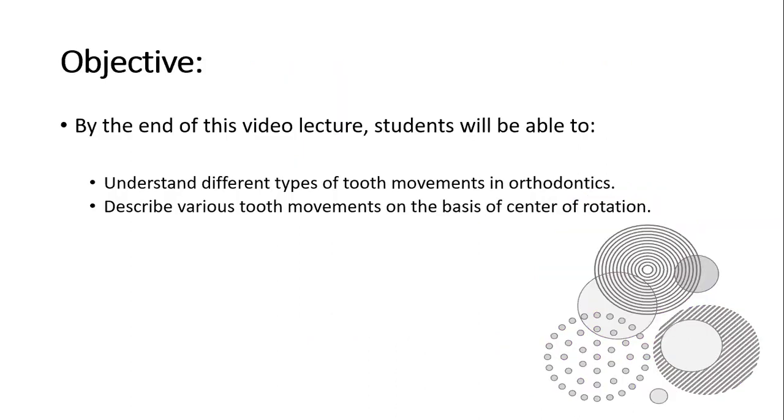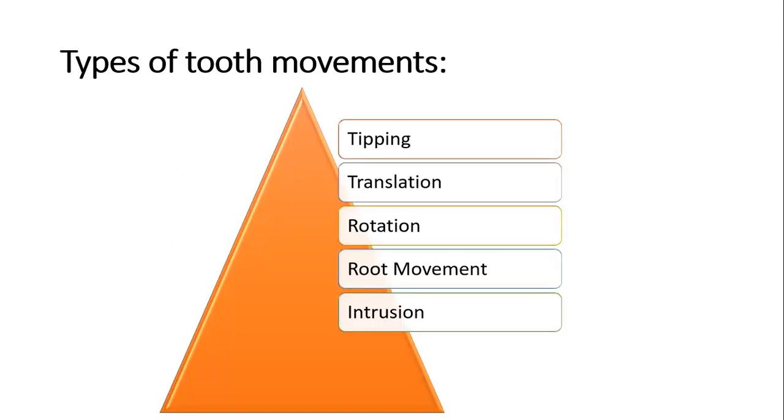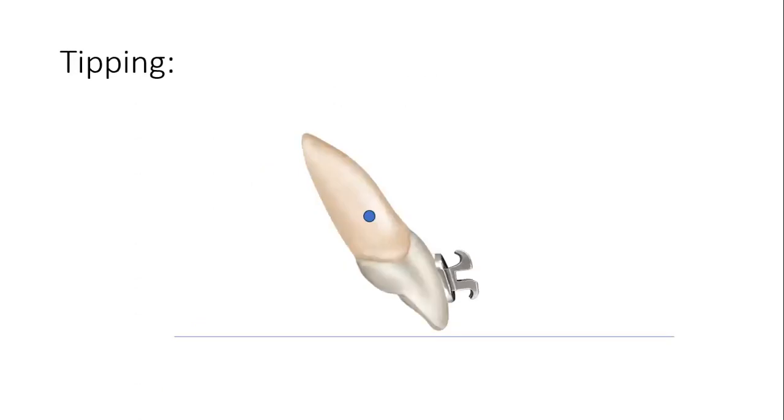The objective of this lecture is that by the end of it, you will be able to understand different types of tooth movement in orthodontics and describe various tooth movements on the basis of center of rotation. So we will be discussing the six basic types of tooth movements, which include tipping, translation, rotation, root movement, intrusion, and extrusion. So let's briefly describe the meaning of these words.